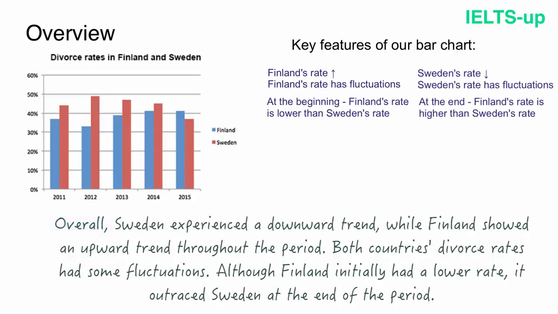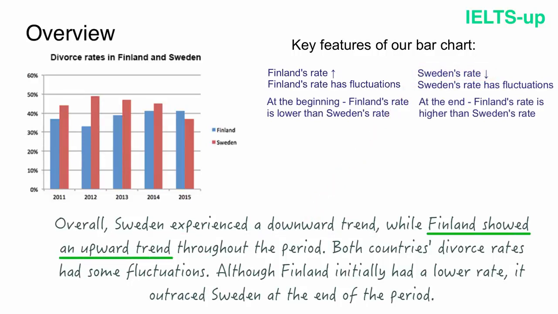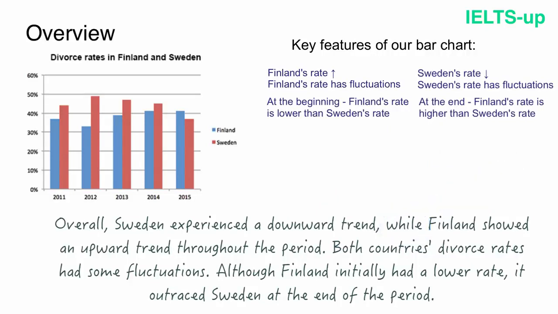Next I wrote a phrase, Sweden experienced a downward trend. This is just a nice way of saying that Sweden's rate went down. And I wrote that Finland showed an upward trend. Likewise, this means that Finland's rate went up. Note how I used the linking word while to contrast the opposite trends. It is a very good technique, so keep that in mind.